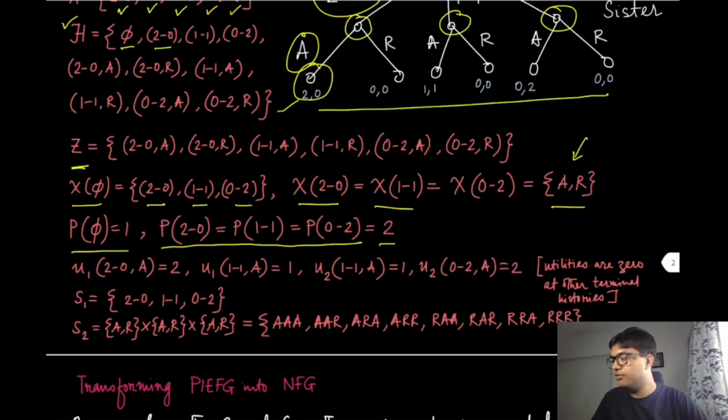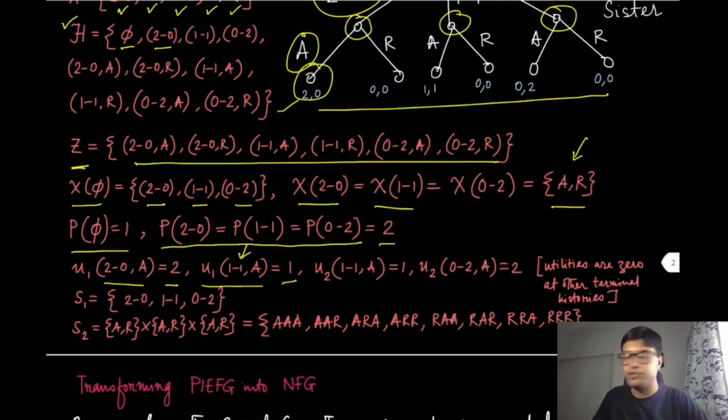Now what do we have? We have the utilities. The utility at the terminal history 2 0, comma A is given by 2. The utility of player 1 when the terminal history is 1 1, comma A is 1. So this is the utility for player 1, and for all the other terminal histories, the utility is 0. You can verify that. Similarly, for player 2, at these 2 terminal histories, the utility is positive, and that has been listed here. All the other utilities are 0 for that player.